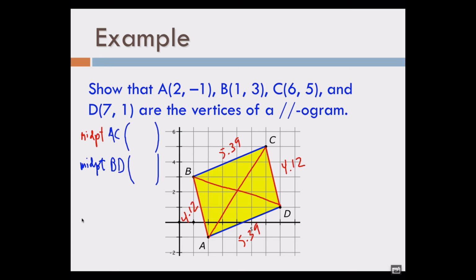You got it? Yeah, the midpoint of BD is 4.2. It's 4.2. Beautiful. Therefore, Molly, what do you got for me? It's a parallelogram because they share a common midpoint, which means the diagonals bisect each other. Back to you, Ben. What do you have for me?